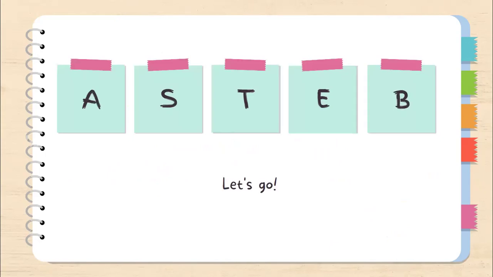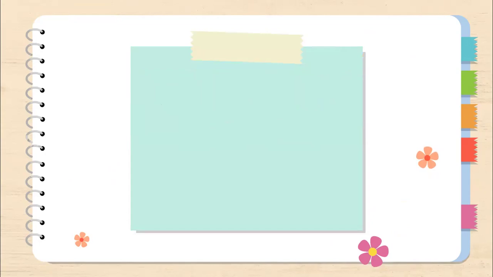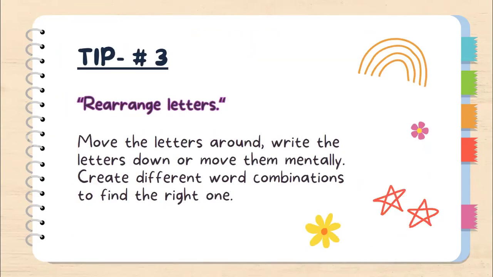Let's try with this example. Just observe every letter closely, see if there are any patterns forming or there are any groups of words. The word is beast. That was very easy.